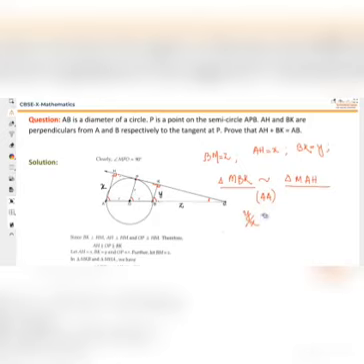Or we can say this is equal to, let me write it down. We can say that MK by MH is equal to MB by MA is equal to BK by AH. Now put down the values here.